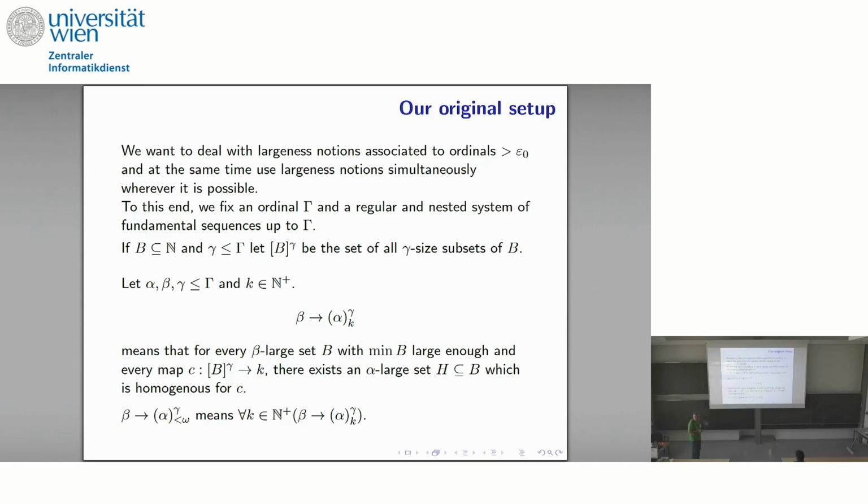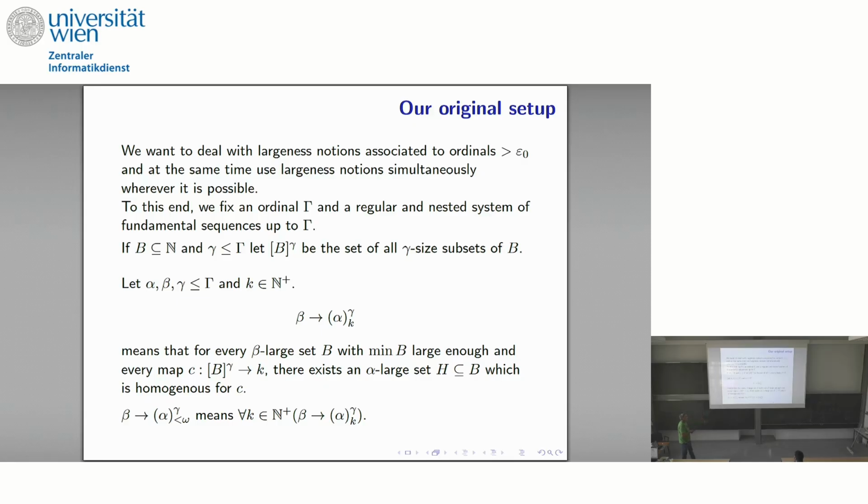So gamma large means that I'm coloring gamma large sets. I'm looking for an alpha large, I'm sorry, homogeneous set, and I ask how large is this beta, and K is the number of colors. And so this arrow means that every beta large set B, with B large enough to avoid trivialities, and every map which colors the gamma size subsets of B with K many colors, there exists an alpha large subset H included in B, which is homogeneous for C.